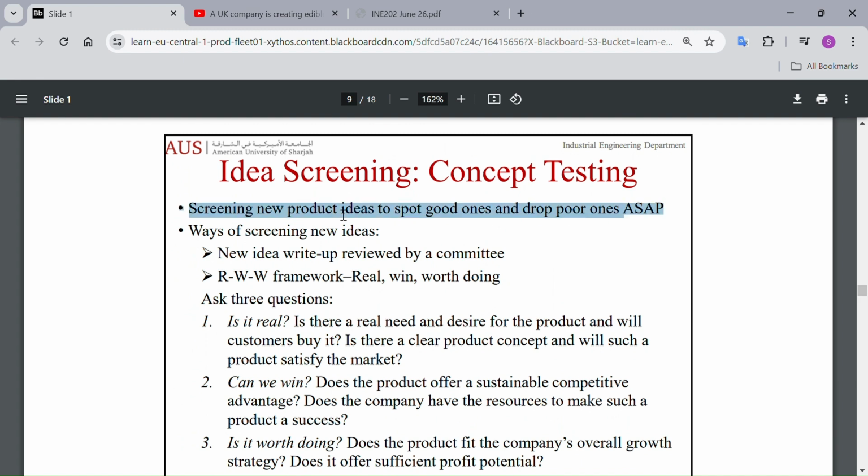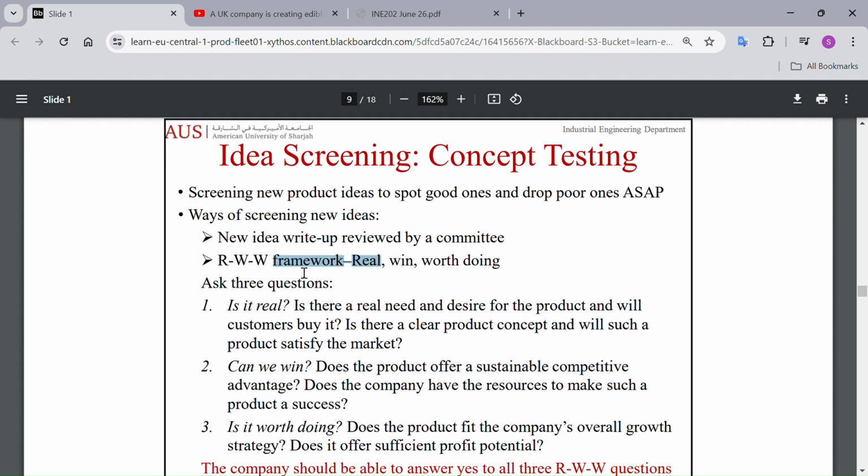So now going to idea screening, concept testing. Screen new product ideas to spot good ones and drop poor ones as soon as possible. And some ways of screening new ideas is to write up reviews by a committee. So this is how are we going to generate new ideas?